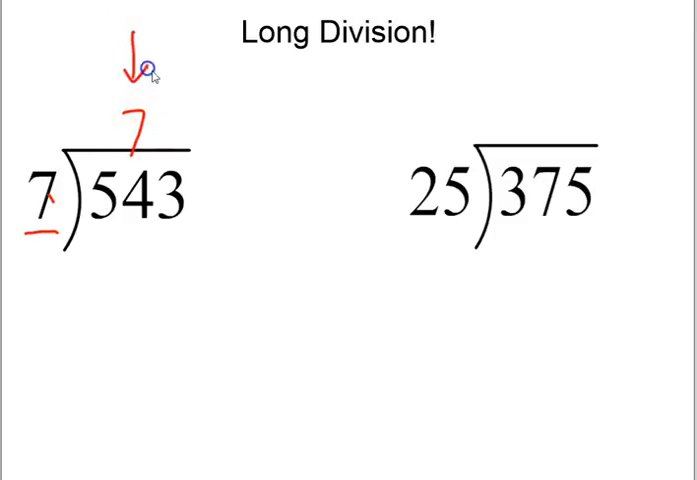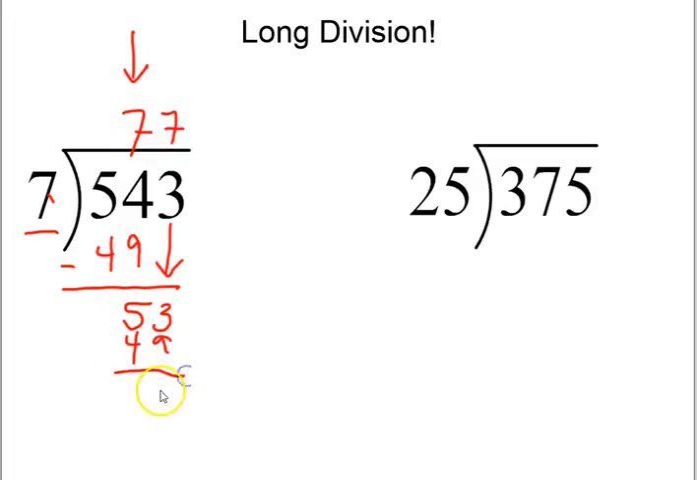Notice I'm aligning this over the hundredths, this is the tens place. 7 times 7 is 49. Do you remember what we did when we got to this point? We subtracted, and we said 54 minus 49, that is the number 5. And then, remember, we dropped this 3 down, it's in the ones place, and then we said, hey, how many times does 7 go into 53? Well, that's 7, and 7 times 7 is 49, and now I have a remainder of 4. So what we get is 77. 7 goes into 543, 77 times remainder 4.